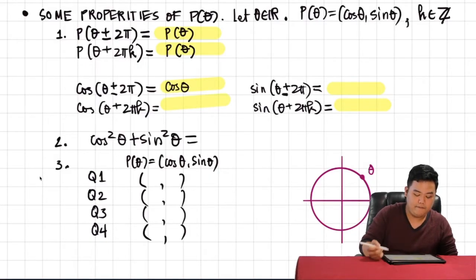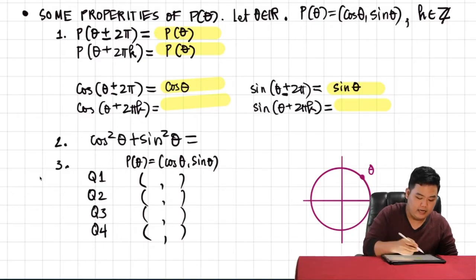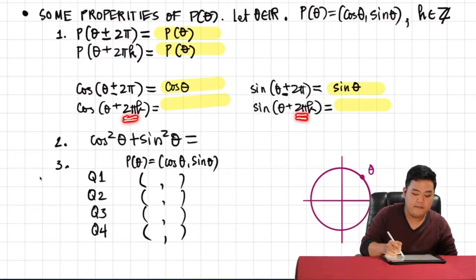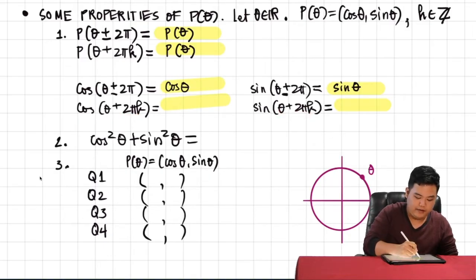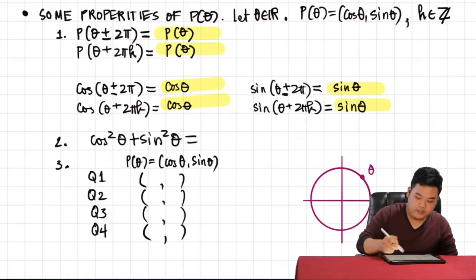cosine theta. Ganun din kay sine. Kahit magbawas or magsubtract ka ng 2 pi, still get a sine theta. At kahit ilang 2 pi pa yung idagdag or ibawas mo doon sa theta, hindi nagbabago yung value ng cosine at saka ng sine.